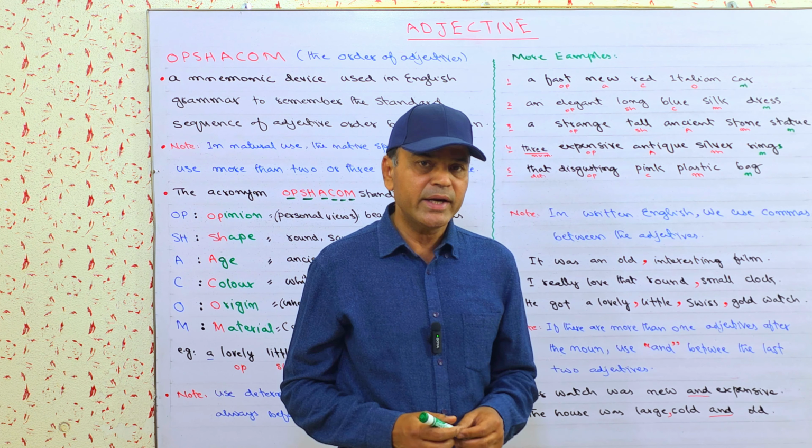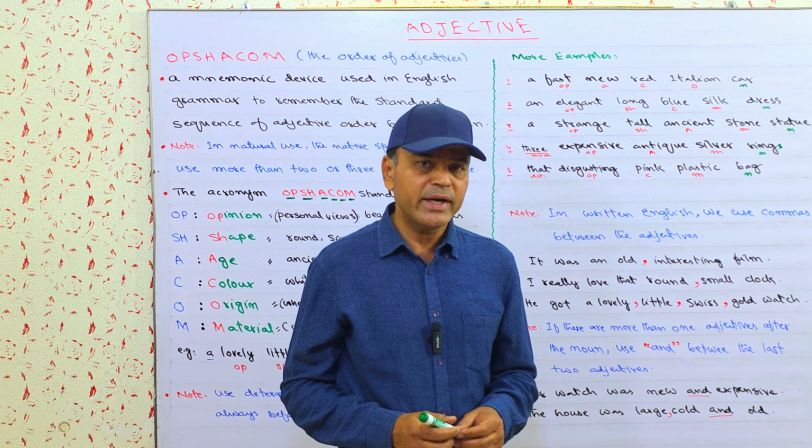Small and round are adjectives, interesting and old are adjectives, and they are separated by commas. In formal writing, we have to follow that rule. But if we are not using it, it's still okay. He got a lovely, little, Swiss, gold watch.